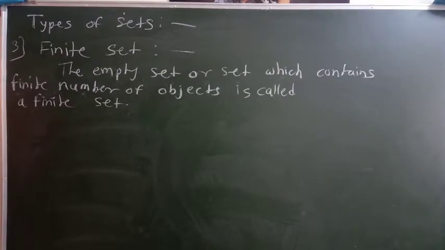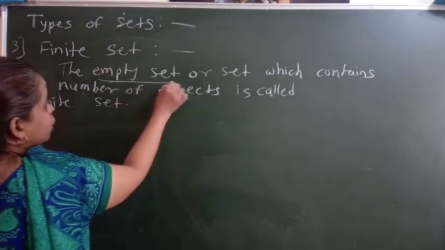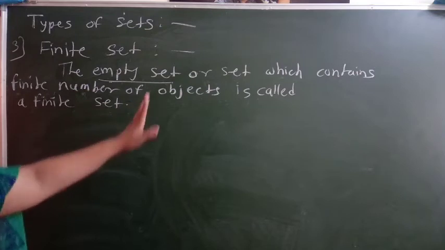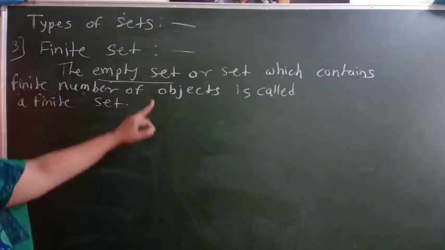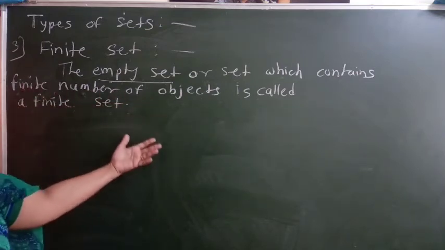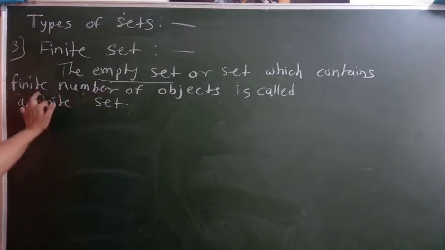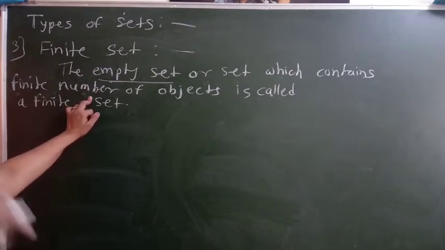Then your third type is finite set. Third is finite set. So an empty set or a set which contains a finite number of objects is called a finite set. Finite number of objects means you can count how many objects are there, how many numbers are there in that set. So you can count and this count has an end.